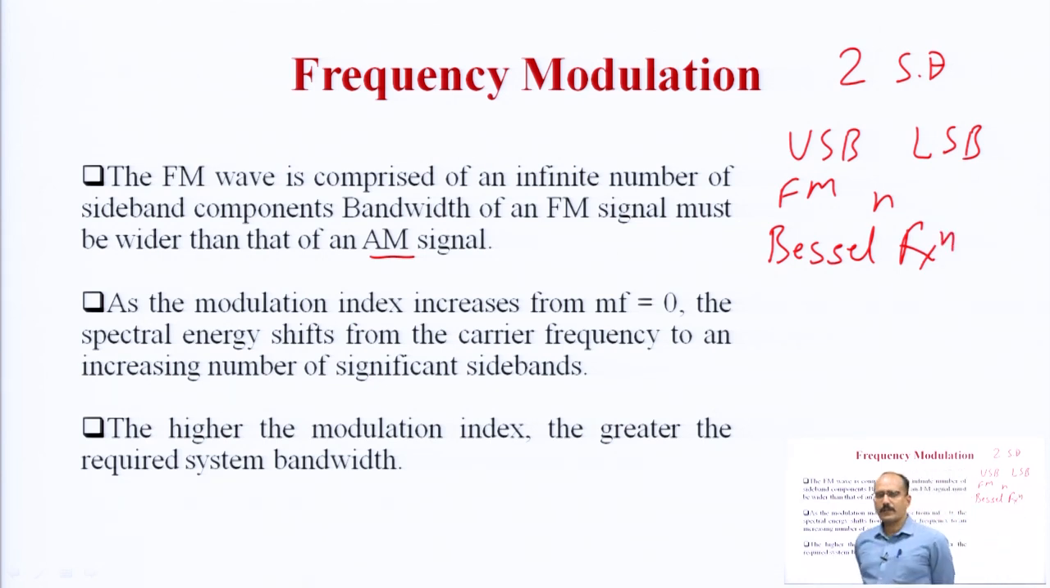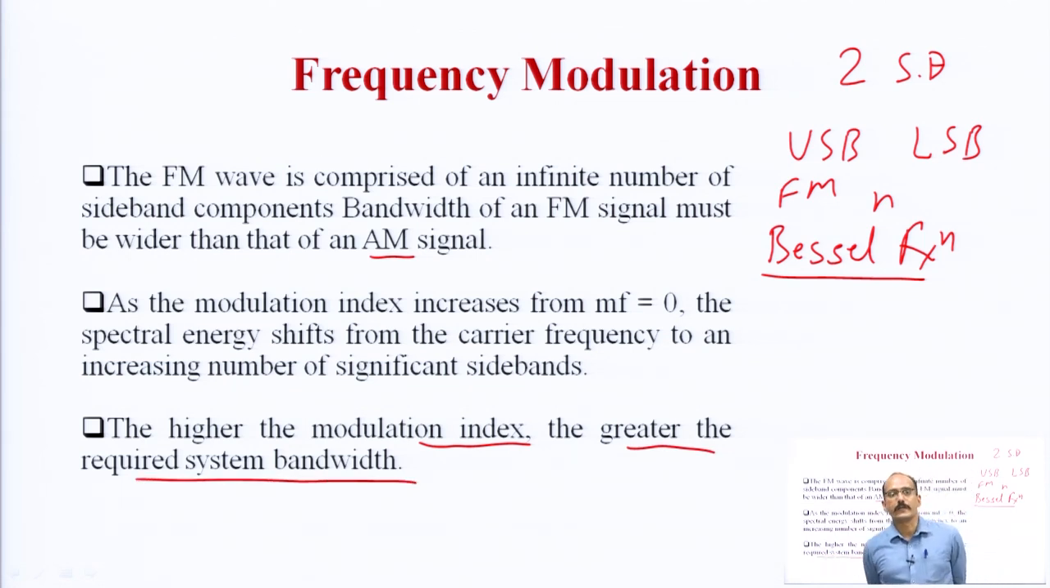When we talk about frequency modulation, you should understand that as the Bessel function order increases, the bandwidth of the frequency modulated signal also increases. As the modulation index increases from m f equal to 0, the spectral energy shifts from the carrier to an increasing number of significant sidebands. So, the higher the modulation index, the greater the required system bandwidth. I already told you, because that is directly related to the Bessel function.